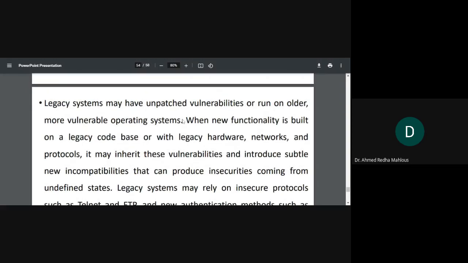Now, the problem with legacy systems is that sometimes those old devices have unpatched vulnerabilities, because they are older systems. They have not been patched to secure them against any attack. They are using vulnerable operating systems. You will find a machine that is running, because of its physical component, still Windows XP.